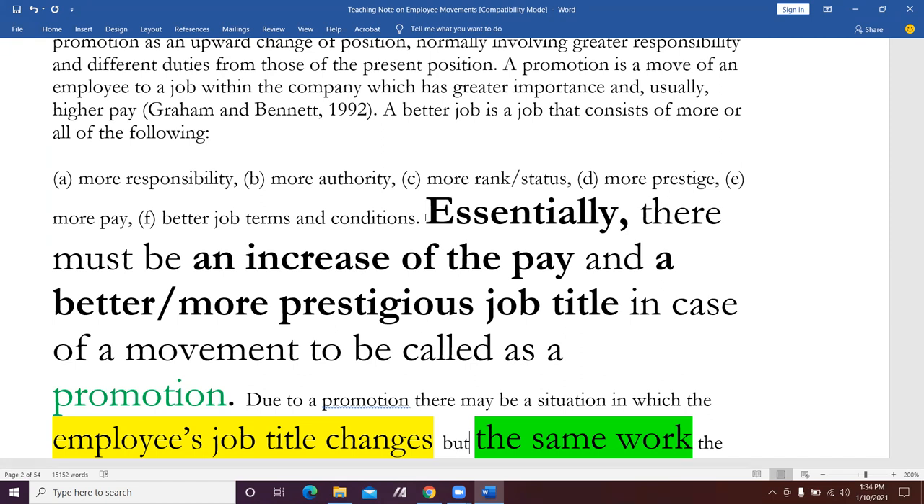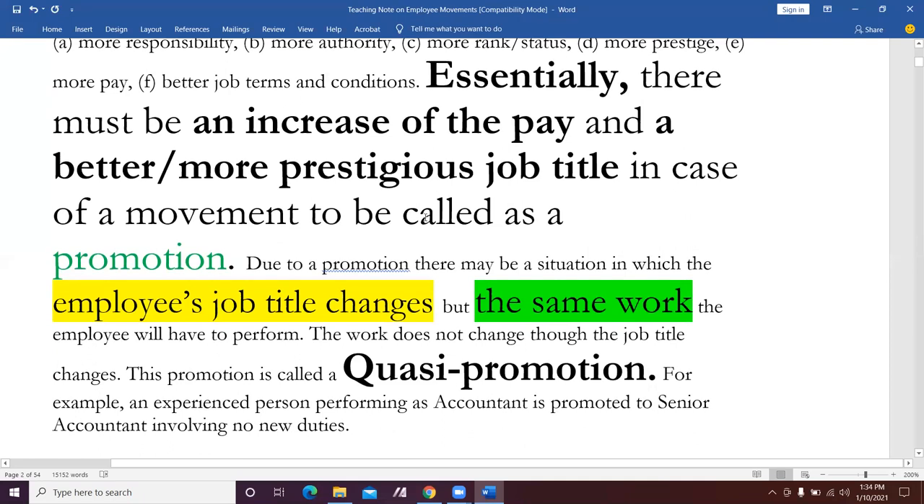Then the second element is a better title, more prestigious or better title. For example, if our employee had been performing, until yesterday, the job called assistant accountant. Today, he was promoted to the post of accountant. Then that adjective assistant is no longer there. So therefore, the title accountant is better than the title assistant accountant. Deputy general manager, the title, and the general manager. So general manager, that title is better than deputy general manager. So therefore, there must be a better title. Also, there must be a pay increase.